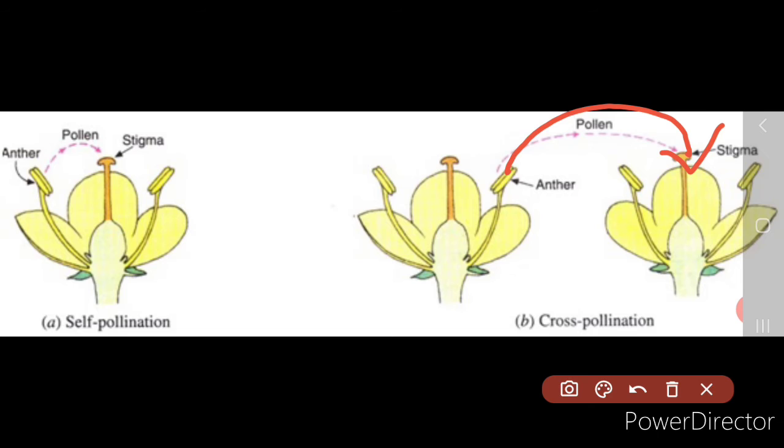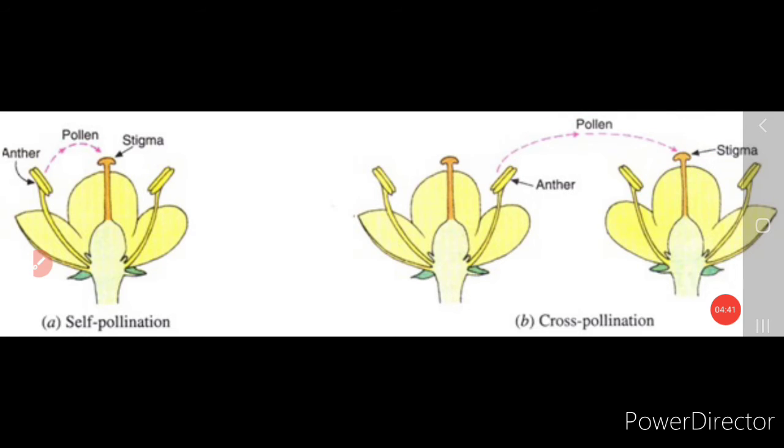Now what are the advantages of cross pollination? The seeds that are produced due to cross pollination will grow better, will not be weaker ones, they will be strong ones, and new varieties can be obtained. Next one is that more viable seeds are produced. Viable seeds are the seeds which are capable of germinating under suitable conditions. So these can be produced by cross pollination.